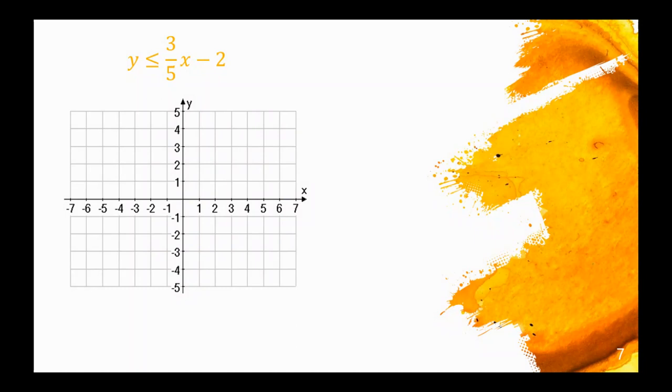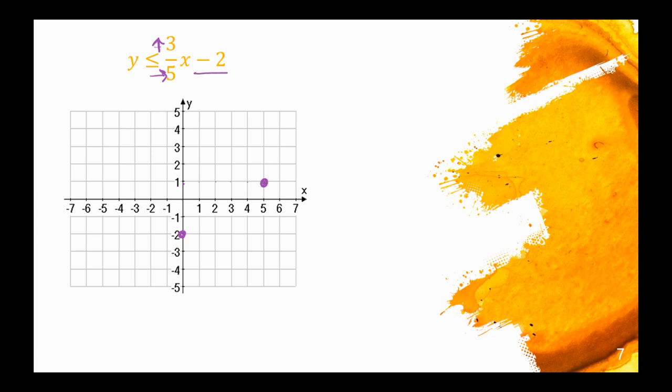So this inequality here, y is less than or equal to 3/5 x minus 2, is written in slope-intercept form, meaning I'm going to start with the y-intercept at -2, and then I'm going to follow the slope, which is up 3 and over 5, up 3 and over 5 from that point. So I'm going to go up 1, 2, 3 and over 1, 2, 3, 4, 5 to the right. Now I've got some points here.